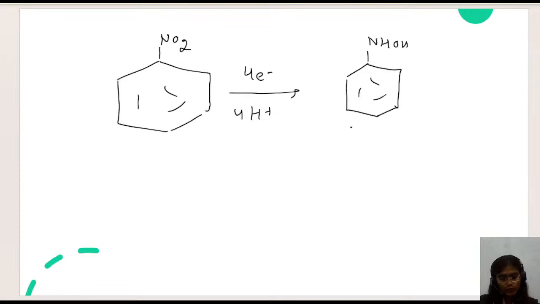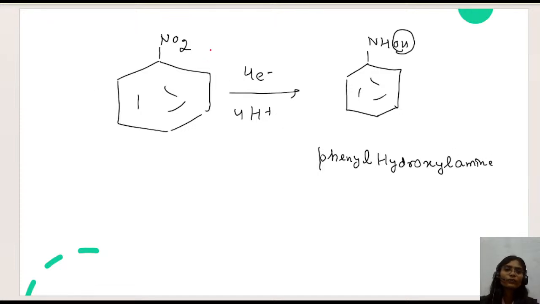And then there is a formation of this, NHOH. It's phenyl hydroxylamine. This is an important name. Let me write it one more time. Phenyl, and because of this, hydroxy is the prefix of the alkyl family, so it's a hydroxylamine.